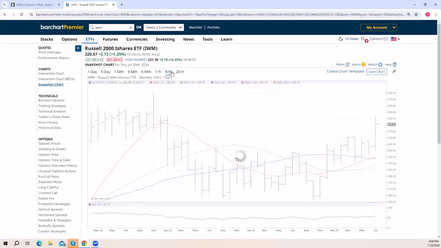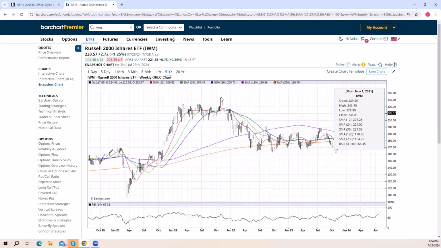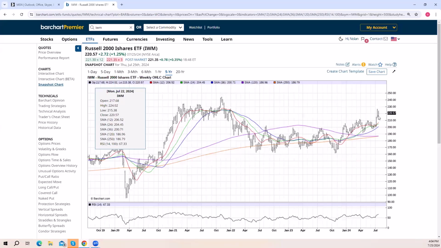There's your high on small caps. We haven't even made a new high. You see 240 is the all-time high. We're still down here. Do you know how far above the all-time highs we are in S&P? Way. So again, that's what I do.